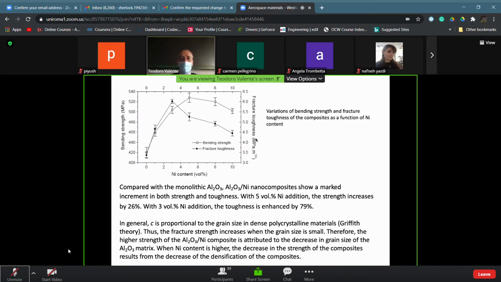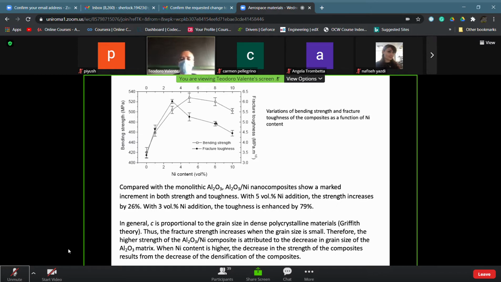So having this in mind, these are, for example, some results which are referred to the first case, that is alumina nickel nanocomposites, in which it is reported, depending on the nickel content, the experimentally measured values of bending strength, that is essentially tensile resistance measured by a flexural test, and the fracture toughness. And you see that if we start from values of bending strength which are around 400 megapascal, by adding between 4 and 5% of nickel nanoparticles, we can have an increase from 400 megapascal up to 520 megapascal in terms of bending strength of the composites.